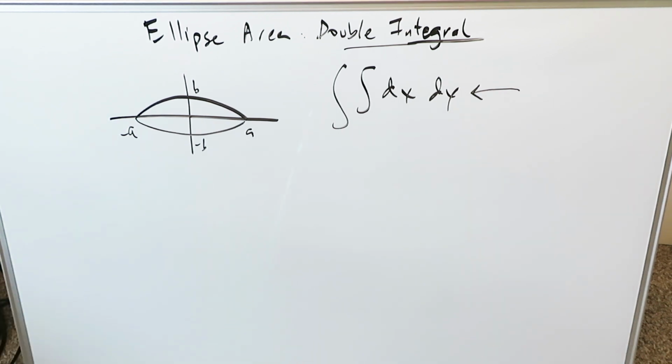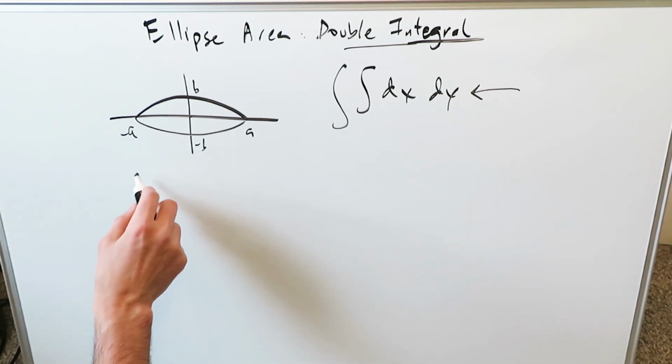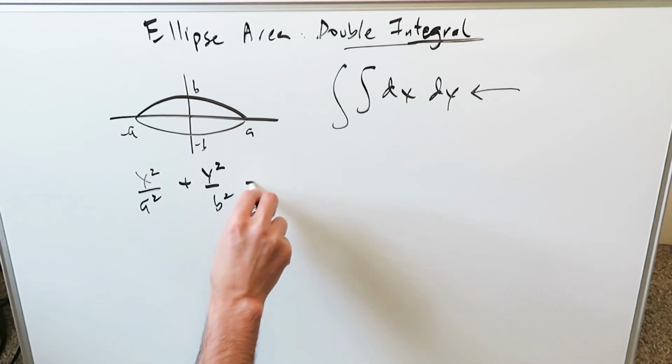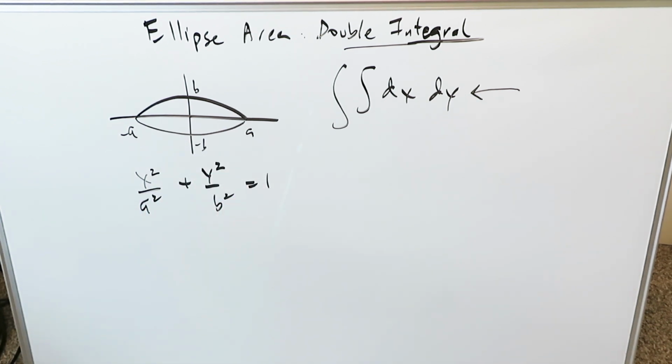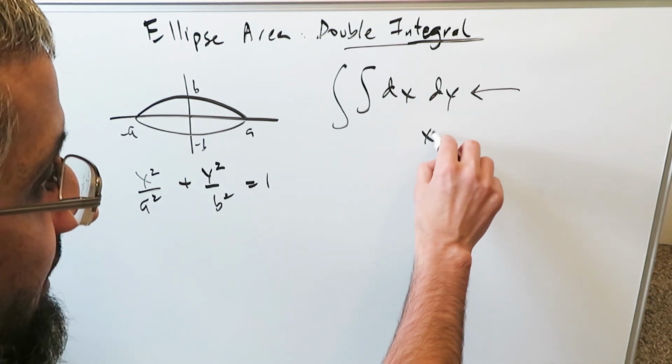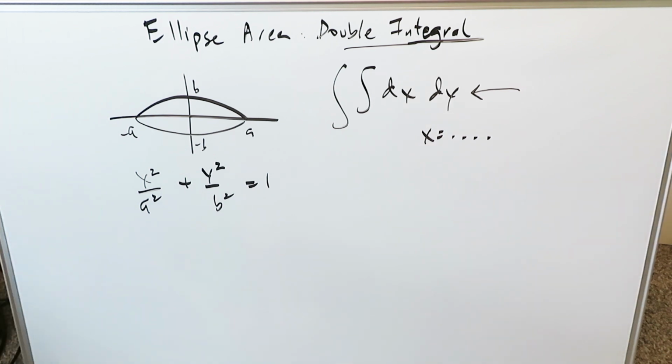So we've decided we're doing it in this way, and we have a horizontally oriented ellipse, x squared over a squared plus y squared over b squared equals 1. We need to have a form of an equation which must be in the form x equals, not y equals. Why is that the case?